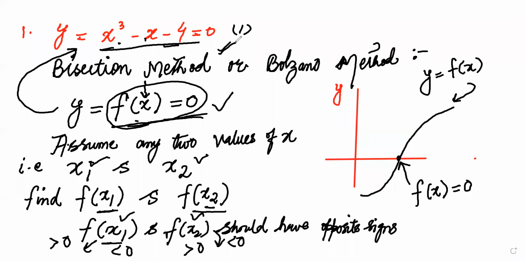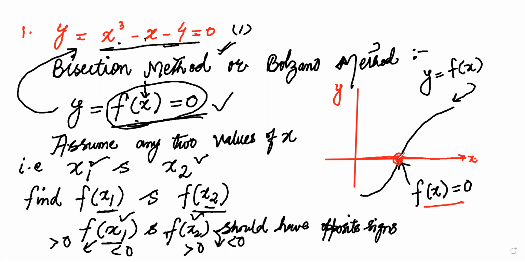So what does the Bolzano method say? In other words, first of all, plot the graph. Once we plot the graph of the given equation whose roots we have to find, we will at least get a point. This is the point at which the value of the function becomes equal to 0. So this is one of the roots of my equation.